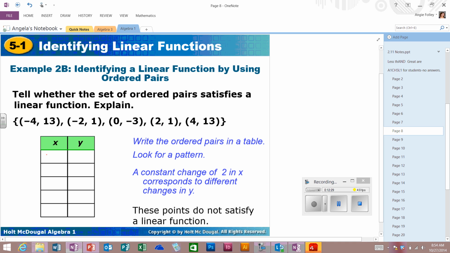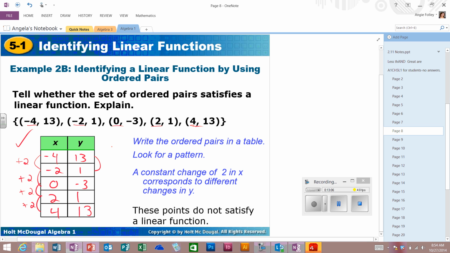Let's try another one. So I'm going to fill in my ordered pairs. Okay, so step 1, are all of these different? Are all the x values different? Yes, they are. So that means it's a function. But we have to check if it's a linear function. When I go from -4 to -2, I'm adding 2. When I go from -2 to 0, I'm adding 2. From 0 to 2, I'm adding 2. And from 2 to 4, I'm adding 2. So this is the same.